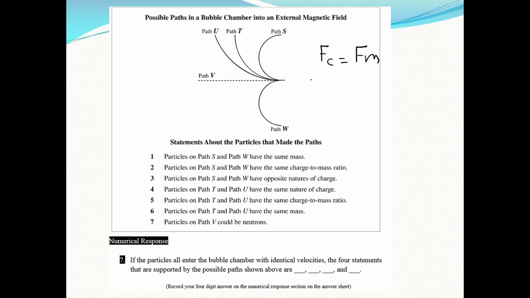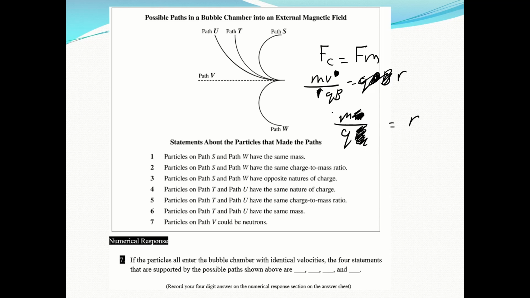So Fc equals mv squared over r, and Fm equals qvB. Right? And if we're talking about the radius, let's isolate our radius. Let's move that up top, and let's move qB down below. And we'll write it out nice. So mv over qB equals r. So it said that they're all going the same velocities, so I'm going to get rid of this. And they all have the same magnetic field, so I'm going to get rid of this, right?